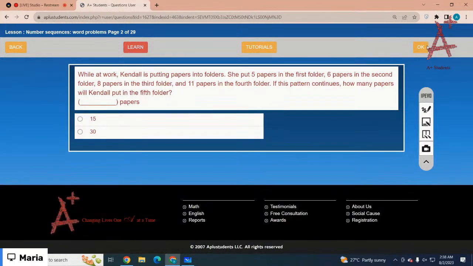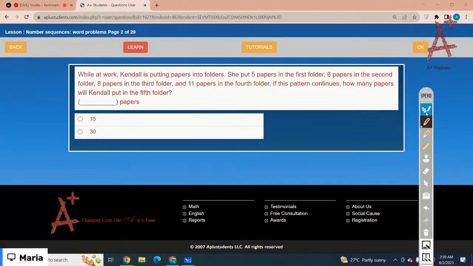Okay, while at work, Kendall is putting papers into folders. She put 5 papers in the first one, 6 papers in the second folder, 8 papers in the third folder, 11 papers in the fourth folder. If the pattern continues, how many papers will Kendall put in the fifth folder?